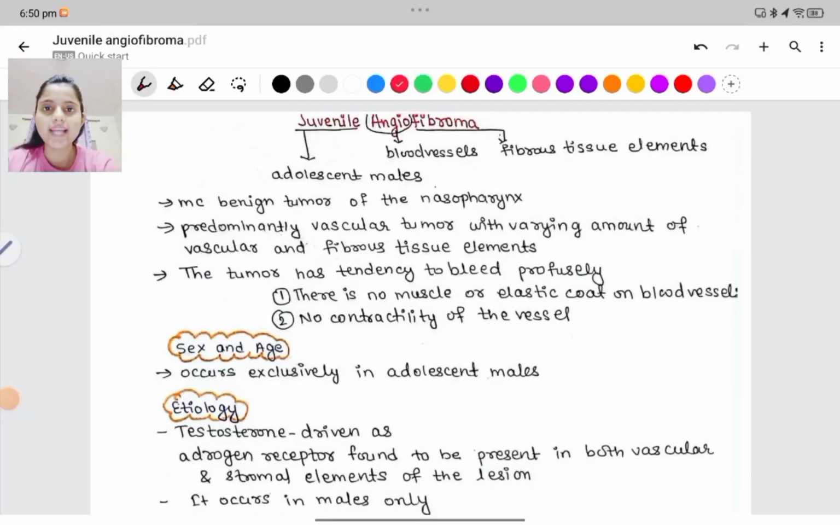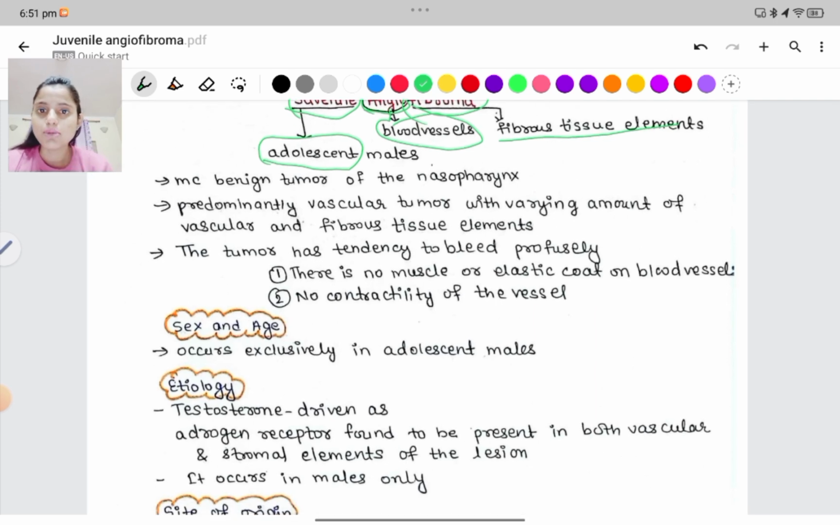Let's study juvenile angiofibroma. Earlier it was called juvenile nasopharyngeal angiofibroma, but recently the nomenclature has changed to juvenile angiofibroma. As it is juvenile, it occurs in adolescents. Angiofibroma: angio means blood vessels, fibroma means it has fibrous tissue elements in the tumor. It is the most common benign tumor of the nasopharynx.